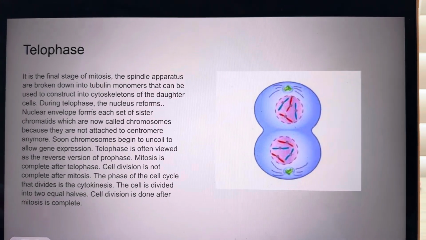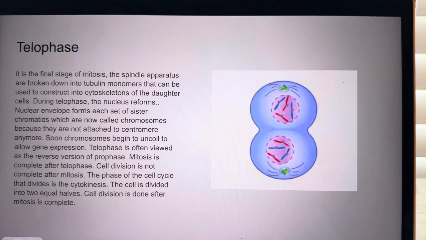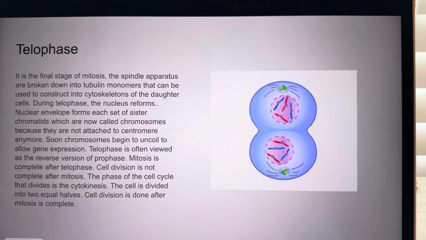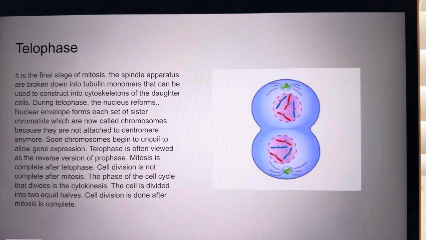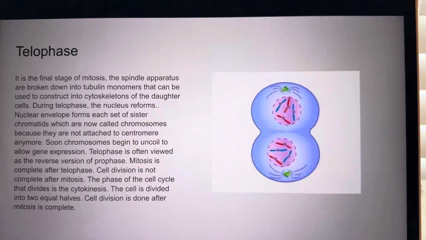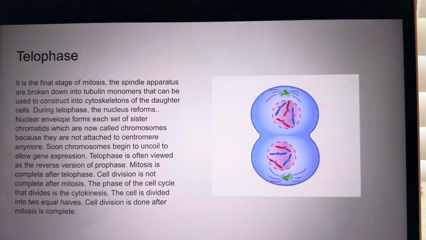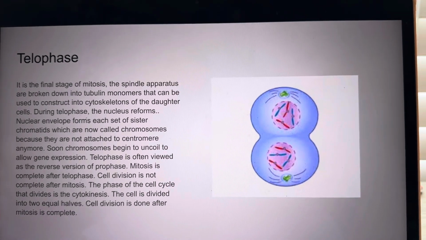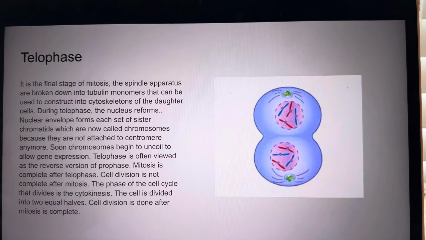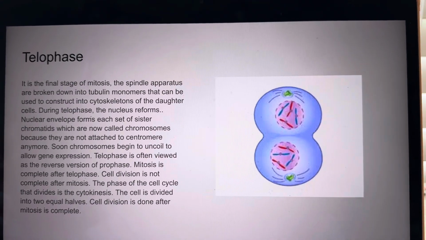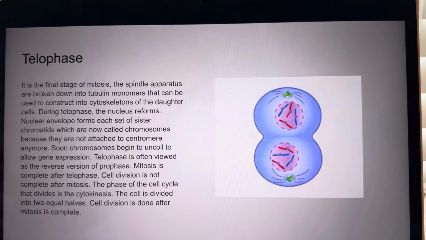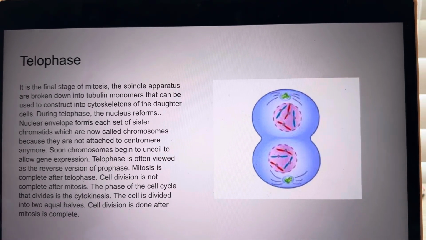Telophase, the final stage of mitosis. The spindle apparatus is broken down into tubulin monomers that can be used to construct the cytoskeleton of the daughter cells. During telophase, the nucleus reforms. The nuclear envelope forms around each set of sister chromatids, which are now called chromosomes because they are not attached to the centromere anymore. Soon, chromosomes begin to uncoil to allow gene expression. Telophase is often viewed as the reverse version of prophase.